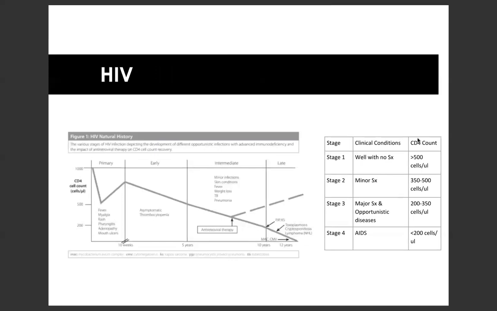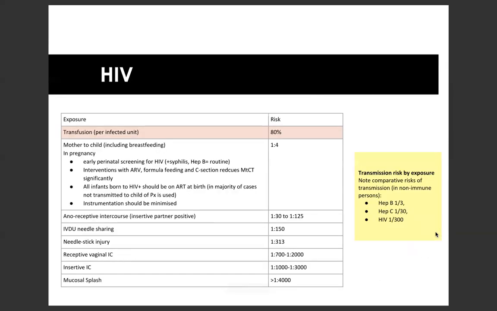Important to remember that the CD4 count correlates with clinical symptoms. So often patients with a CD4 count over 500 have no symptoms, versus stage 4 AIDS, which will be less than 200 cells. In terms of risk of exposure, the highest risk would be transfusion from an infected blood sample. And then there are other means of transmission: from mother to child, as well as intercourse and IVDU.